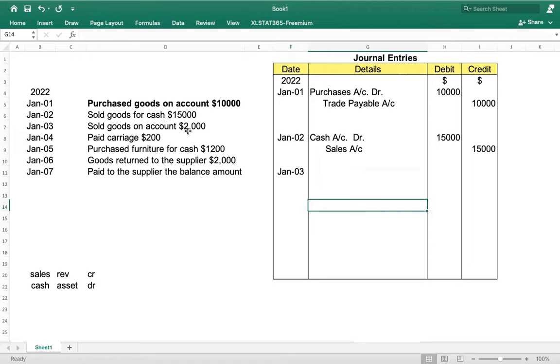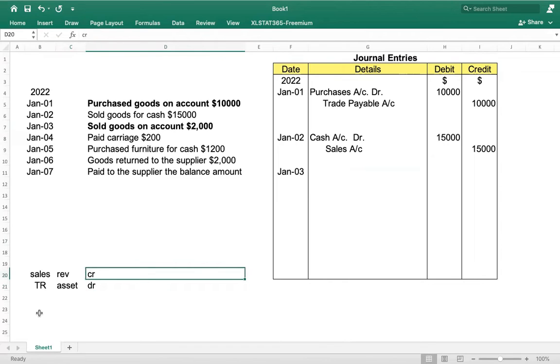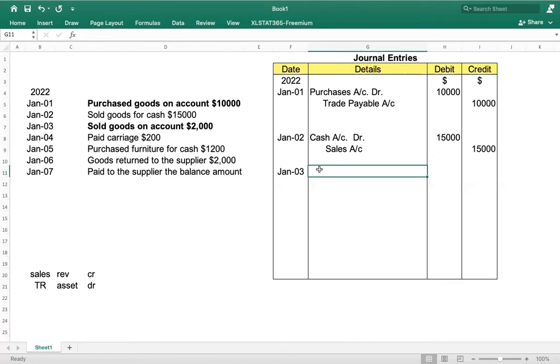Jan 3rd is going to be sales and trade receivable. Sales is revenue. Trade receivable is an asset. Both are increasing. Increase in revenue is credit, increase in asset is debit. So first I will record the debit item.